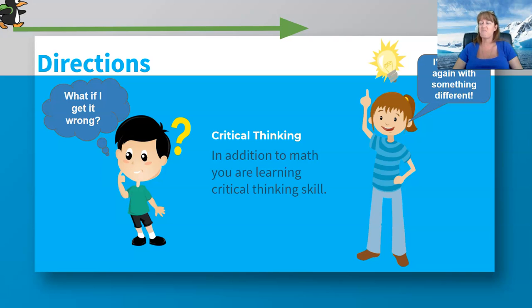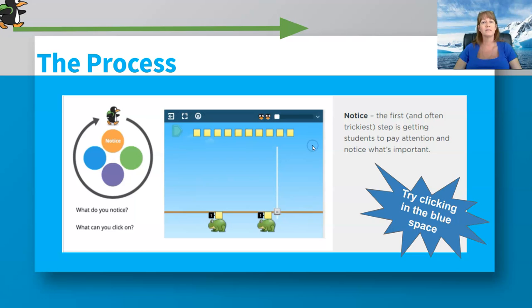What if they get it wrong? Not a problem. Try again. Try something different. It's all part of that critical thinking process. So what is the process, and how do you prompt your child to get through that process?